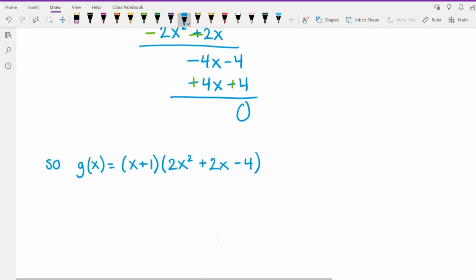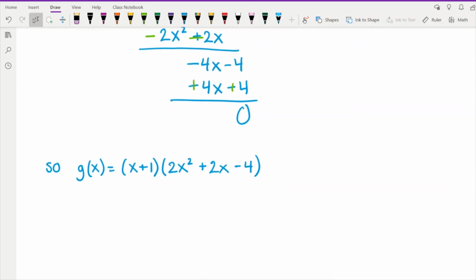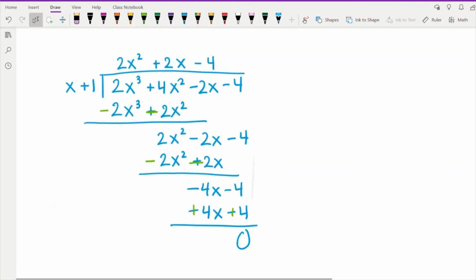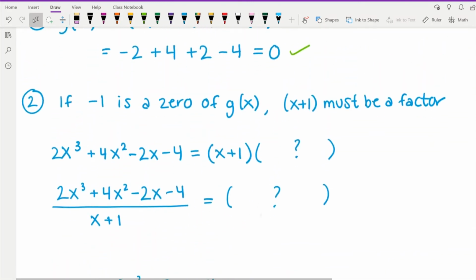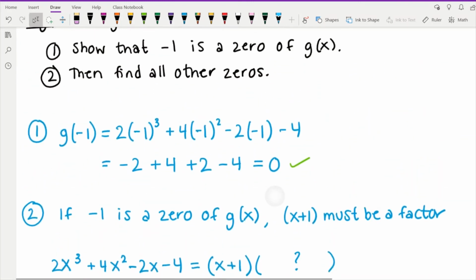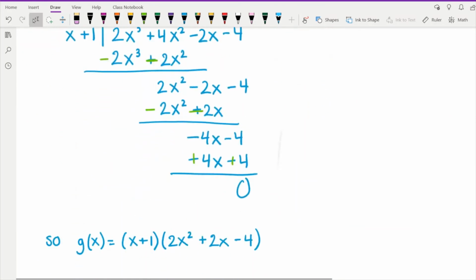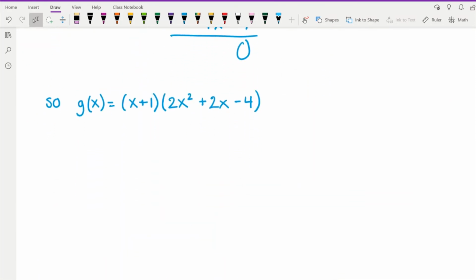Okay, so how do we go from here? Well, if we're trying to find the zeros, and that's what we're ultimately trying to do, right? We're trying to find all the zeros. Well, that means we have to set our function equal to 0, right? That's what we generally do when we're finding zeros.